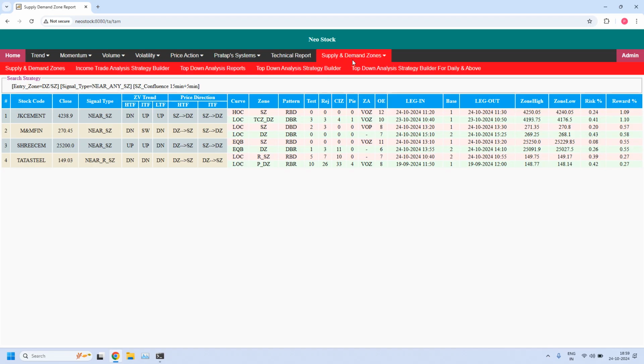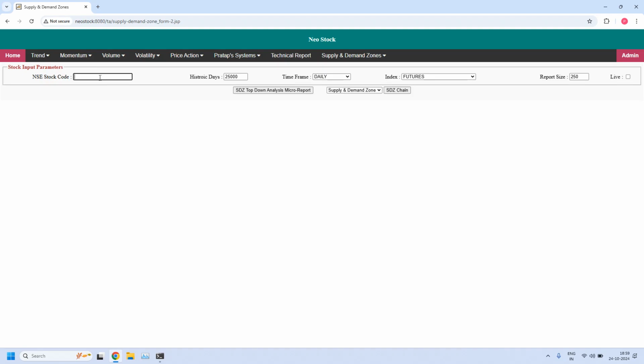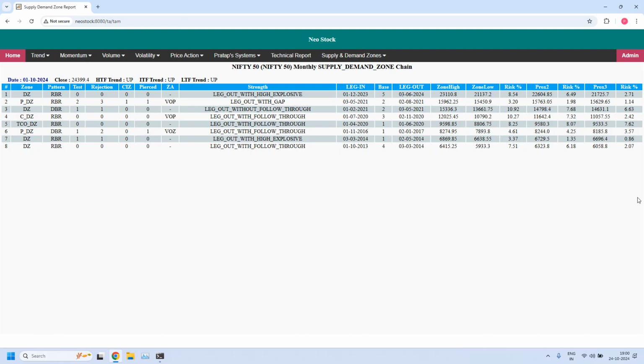Now let's identify the NIFTY and BANKNIFTY supply demand zone chain. Let's start with NIFTY. Nifty 50. Let's start with the monthly time frame. So I'm generating the monthly supply demand zone chain for NIFTY. So this is the monthly supply demand zone chain for NIFTY.